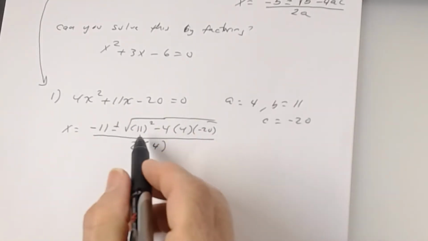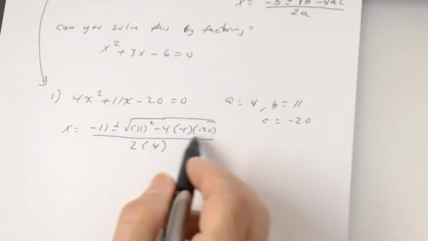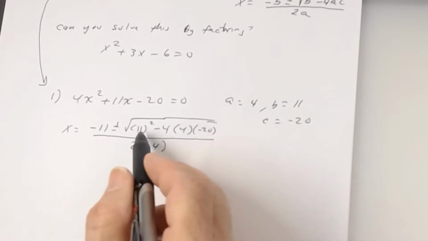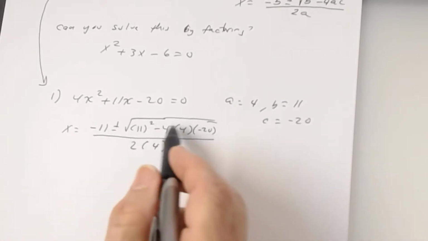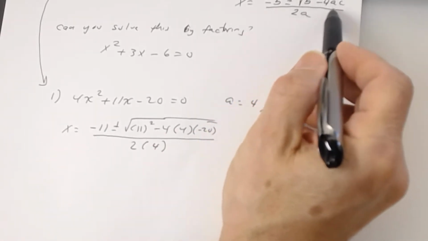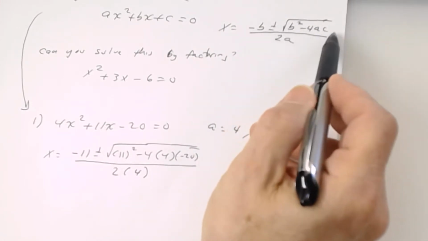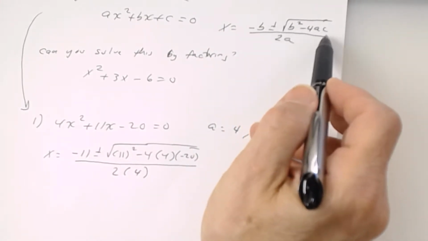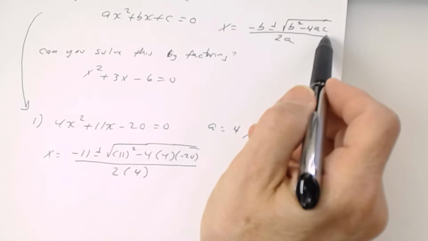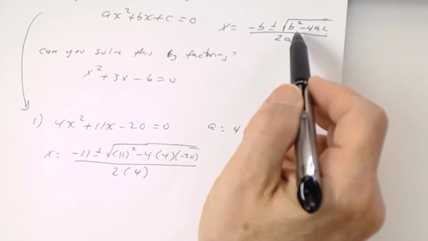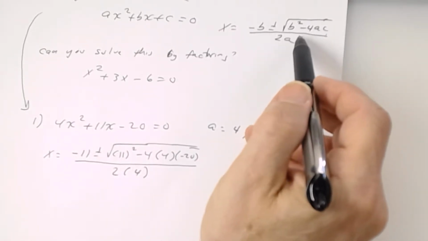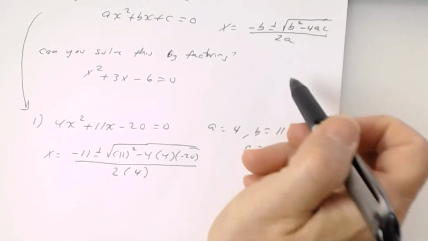The next thing you're going to do with this now is work with the radicand. Remember, the radicand is the part that's underneath the radical. This radicand, b squared minus 4ac, has a name. It is the discriminant. We're going to talk about that next class period.